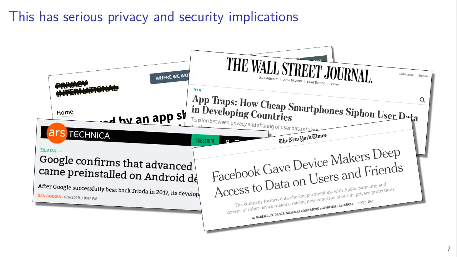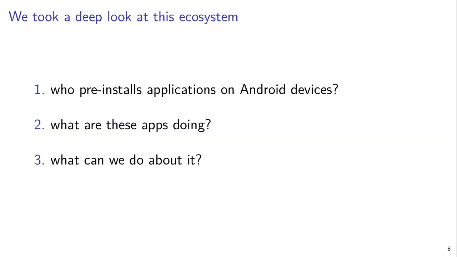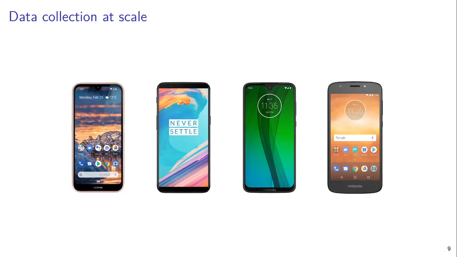So what we decided to do is to look into those applications to answer the following questions. Who pre-installed applications on Android devices? What are these applications doing? And what can we do about it? Now, the first step here is to get access to the data. And it's not that easy because these applications in most cases are not available publicly. So you have to actually get the device, look for applications in the system partition, and extract them from there.